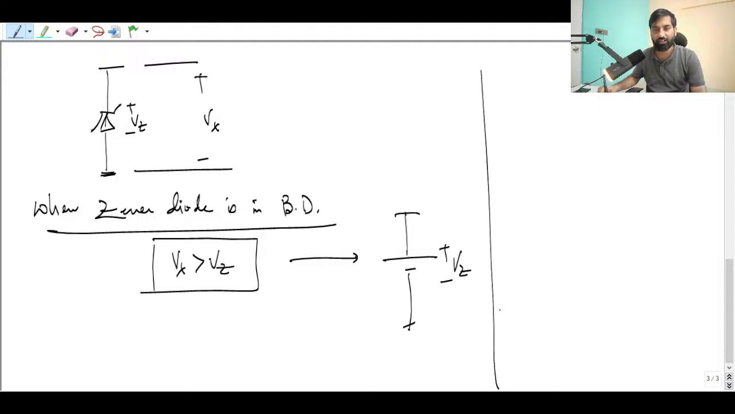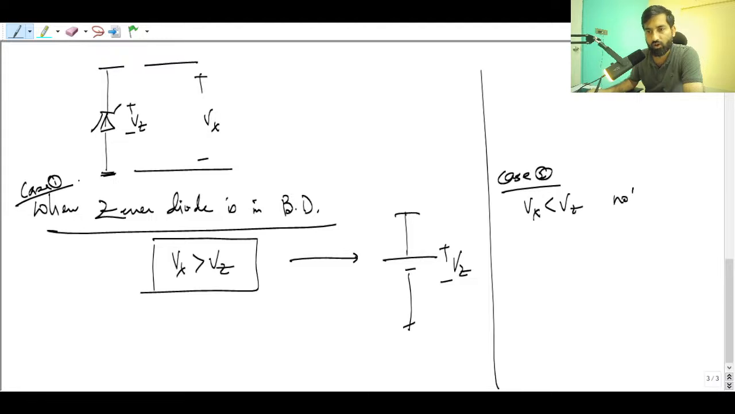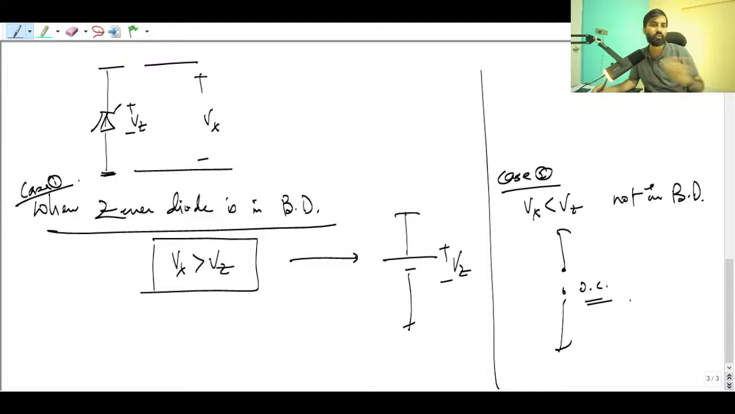This is case 1. And case 2: these things we usually discuss in analog circuits, not in network theory, but in this question they have included a Zener diode along with the RC circuit, so no problem. Now if Vx is less than Vz, it is not in breakdown, so you simply replace the Zener diode by an open circuit, and the current is going to be 0.